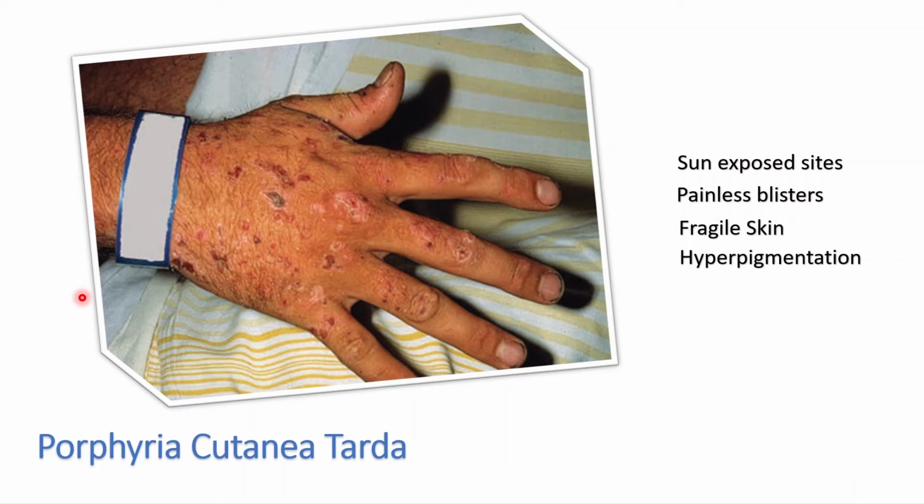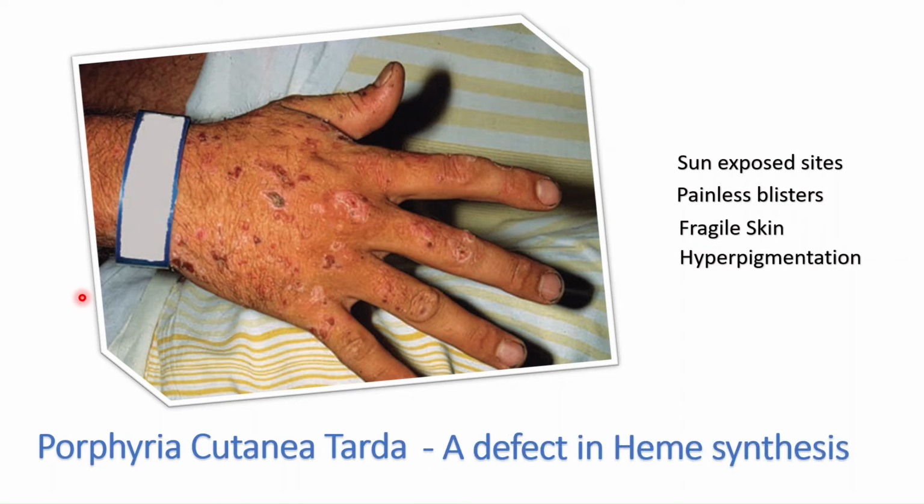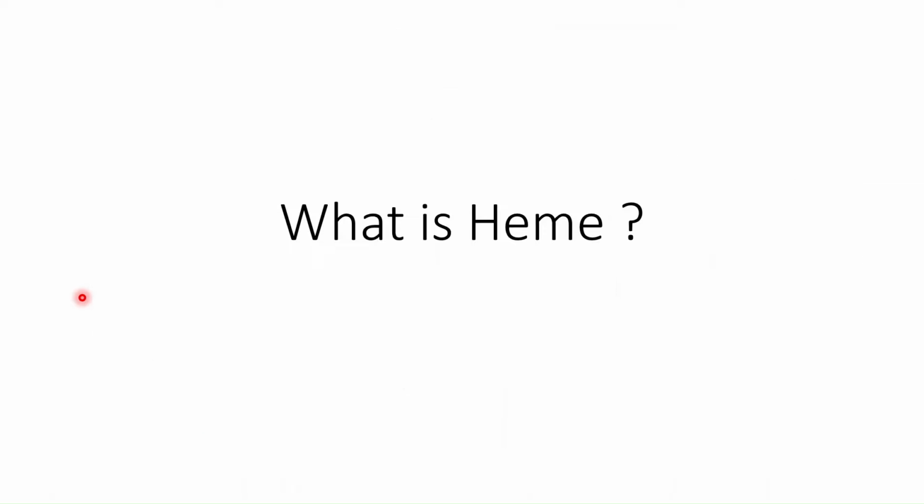So what happens in Porphyria cutanea tarda? This is a defect in heme synthesis. And to understand this, we need to understand what heme synthesis is. So before that, we should know what heme is.